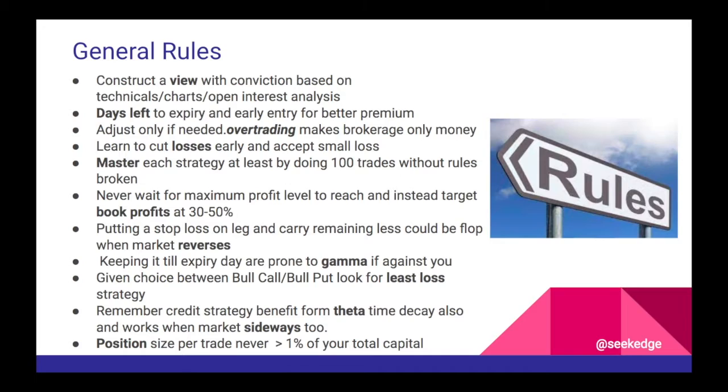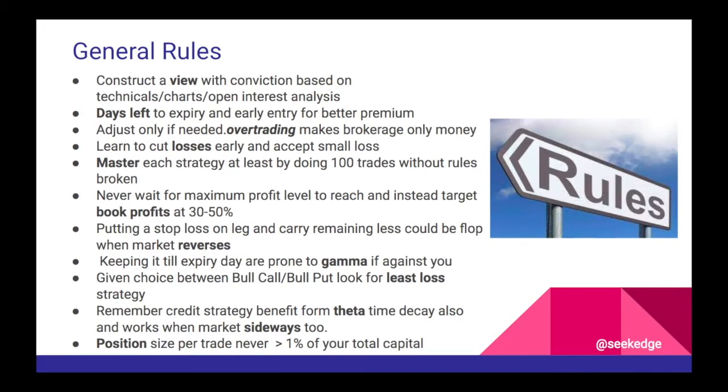You should frame a view based on technical charts, open interest analysis, or whatever data analysis or quant you use. Your view has to be either bullish, bearish, or sideways. If it is bullish or bearish, that means you have a direction. Here we're talking about bullish, so the view is very important. If you have that view with conviction, we will not get out, we will not panic, we will not put stop loss, we will not do all those things. The view is very important.